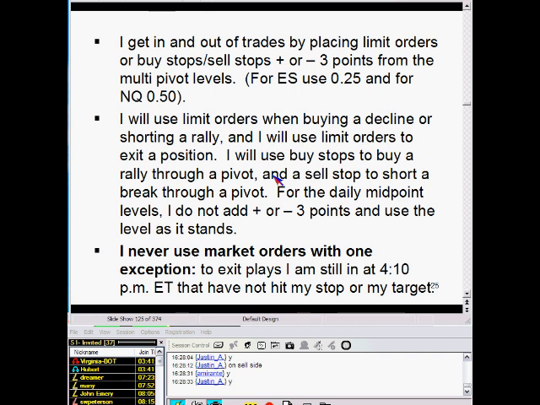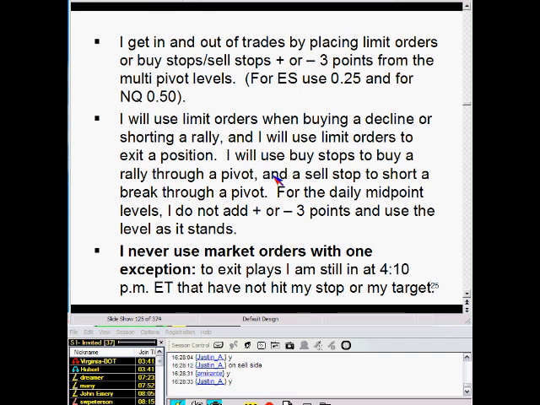Now, when I'm playing pivots, I never use market orders with one exception. If I'm in a play at the end of the day and my stop or my target has not been hit, I will get out at the market at 4:10 p.m. Eastern. That way, I don't hold the trade overnight. I've got to get out sometime.